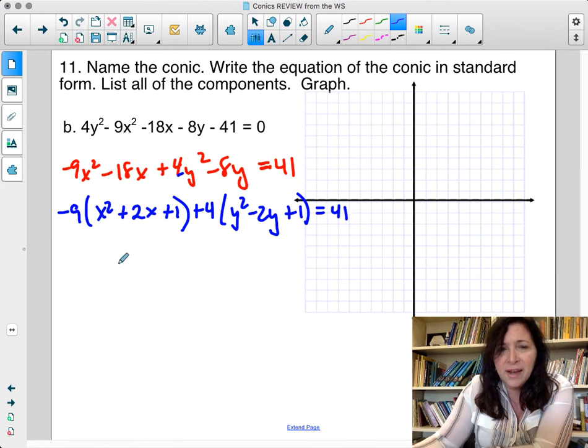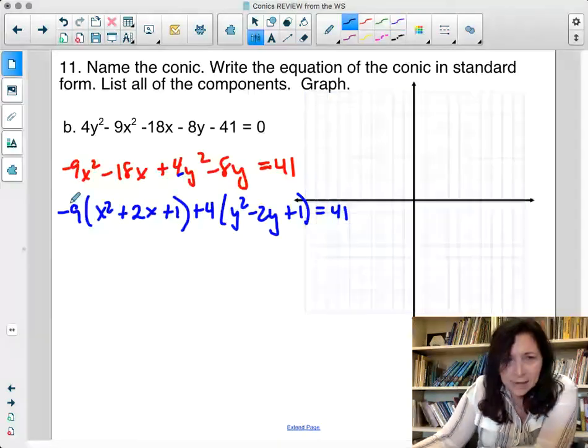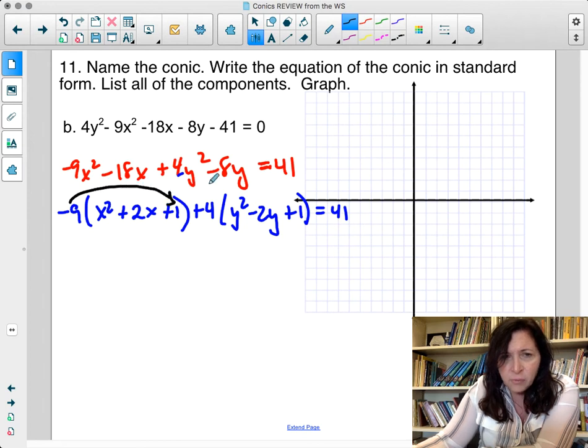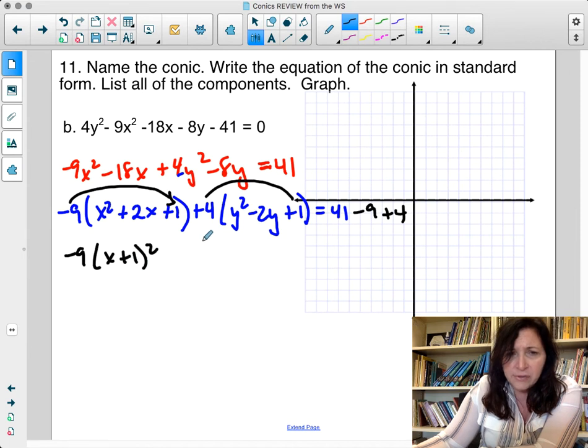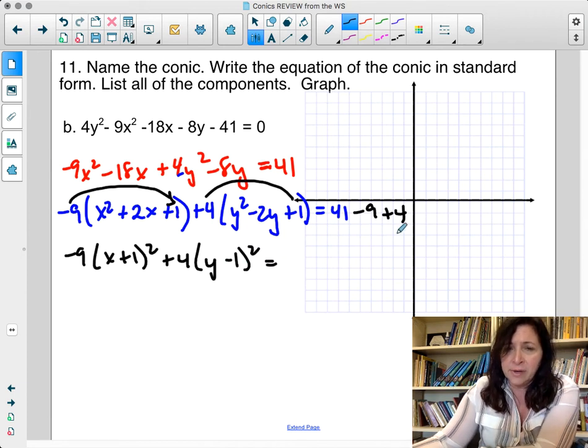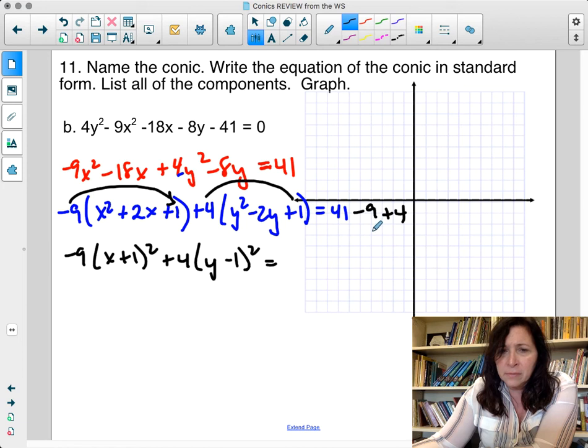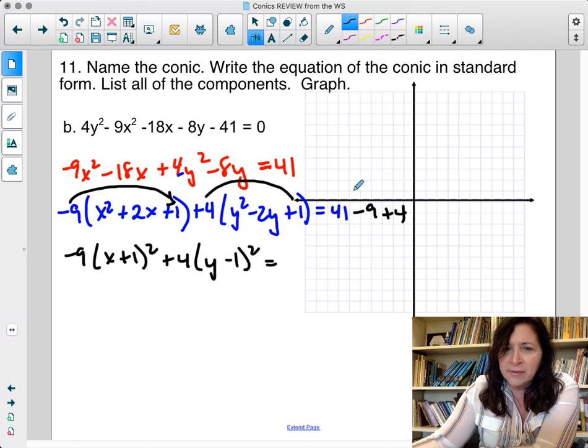Now remember, what did I just add to the other side? I added -9 times 1, so that's -9. And I added 4 times 1, so plus 4. And so you've got -9 times x plus 1 quantity squared plus 4 times, factor that, y minus 1 quantity squared equals that. What is that? Let's see. -9 add 4 is -5. So we have 41 minus 5. So that's 36. All right.